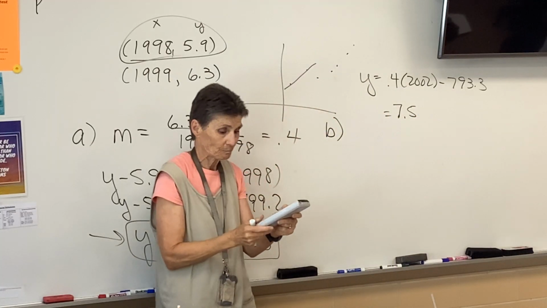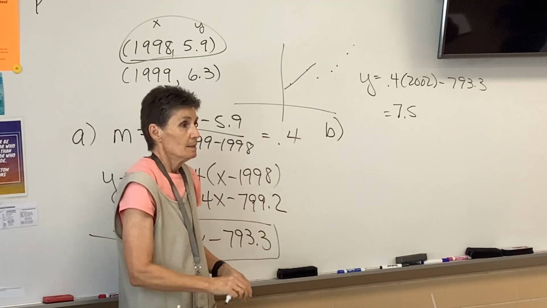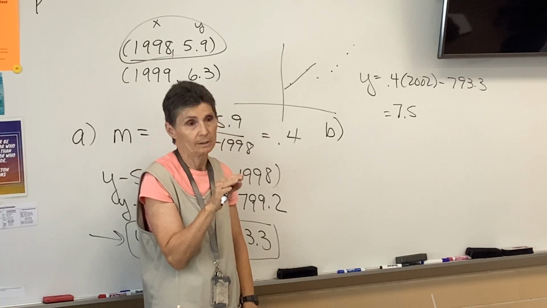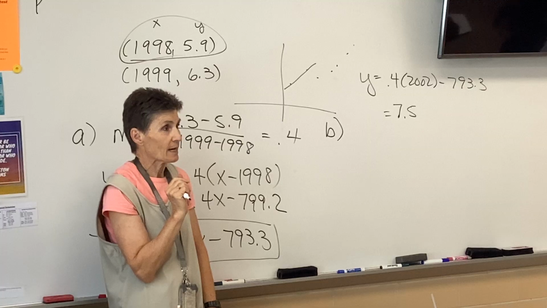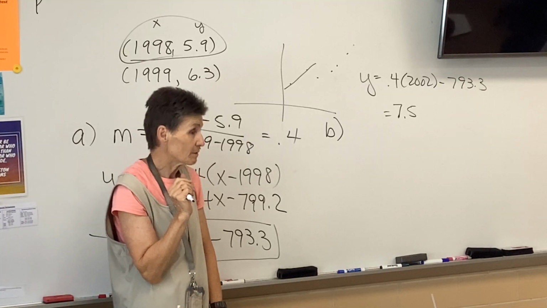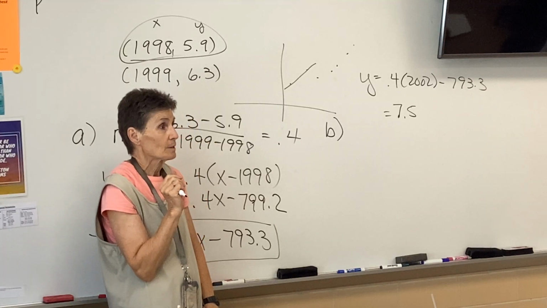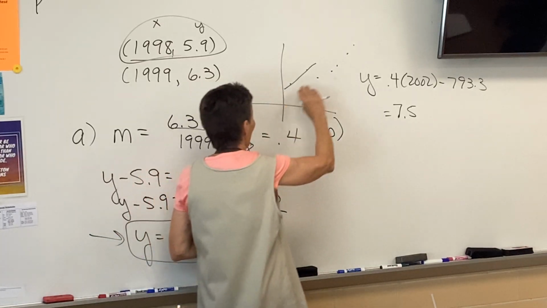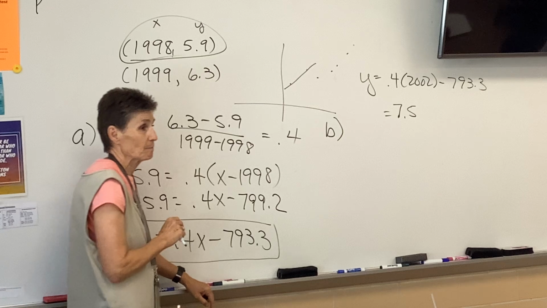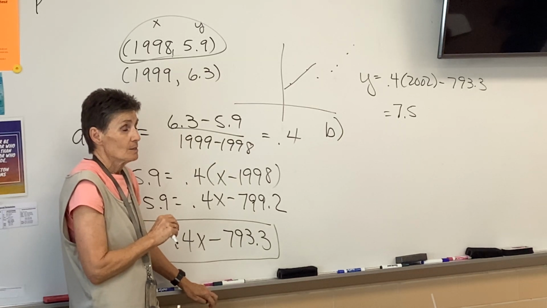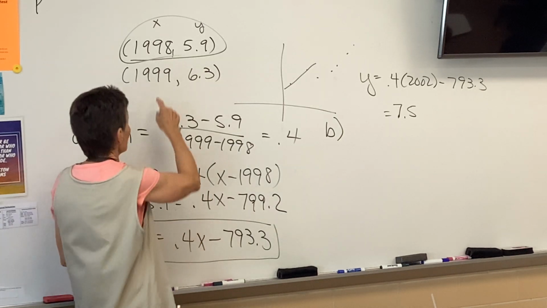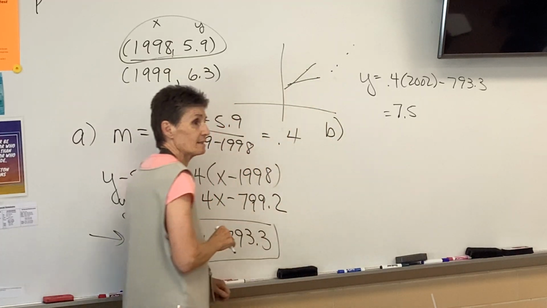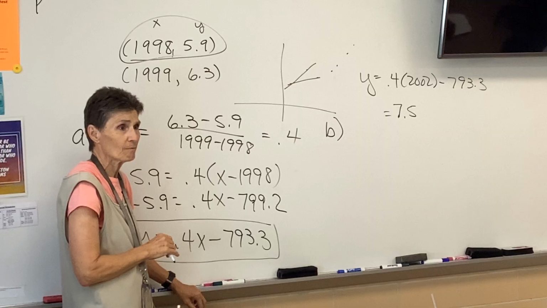Okay. Now I can look at the data table and see the actual value at 2002, and it was 7.4. So we're in the ballpark, not exact, because we talked about all these points aren't on the same line. So does it make sense to you? They told me to use these 2 points. What if I had to use these 2 points? Would I get the same line? Oh no, I get a different one, right?